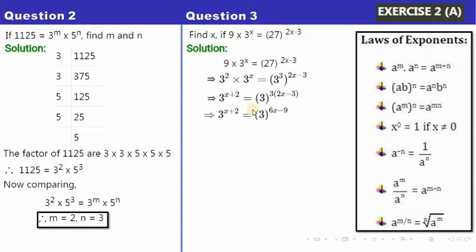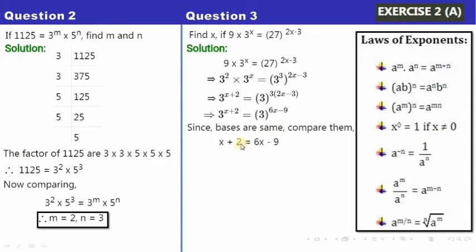Now here also we have got the power of 3 is x plus 2, and here the power of 3 is 6x minus 9. Both of them must be equal. So since the bases are same, that is 3 and 3, the powers must be equal. So x plus 2 is equal to 6x minus 9.